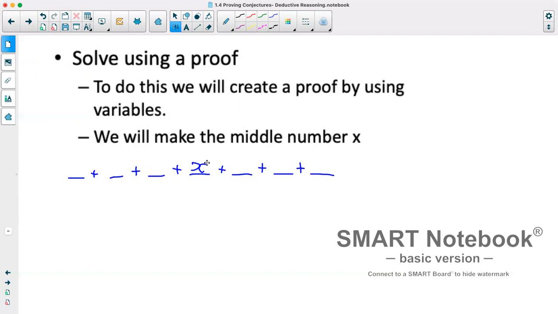Now, if we're doing consecutive numbers like we are with this conjecture, that means that as we increase, we're just adding 1 to our value to get the next one. So therefore, this value would be x plus 1. If I add 1 to this, that gives me x plus 2. If I add 1 to this, that gives me x plus 3. Going the opposite way, as we're going down, we're constantly taking away one number. So we've got x minus 1, subtract 1, so that gives us x minus 2, and x minus 3 for this one.